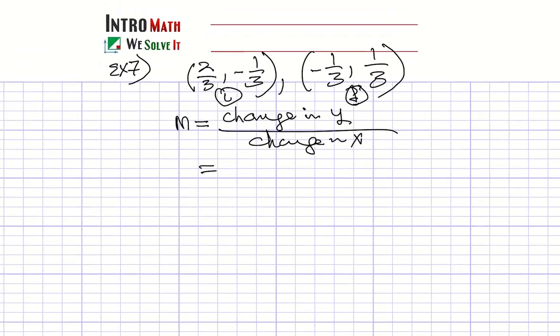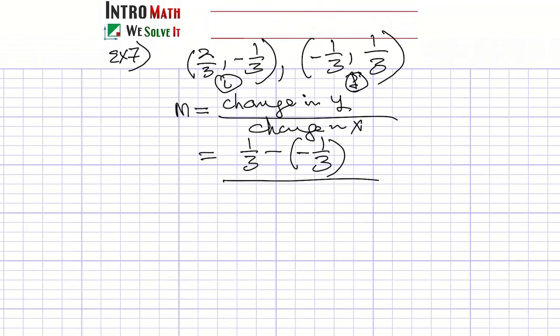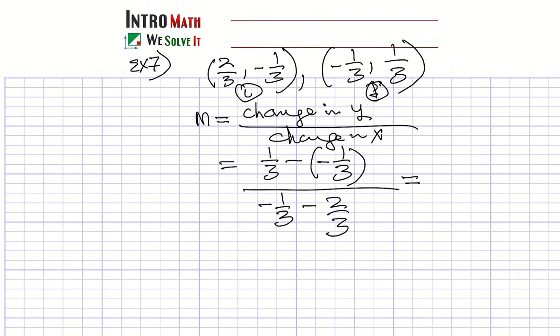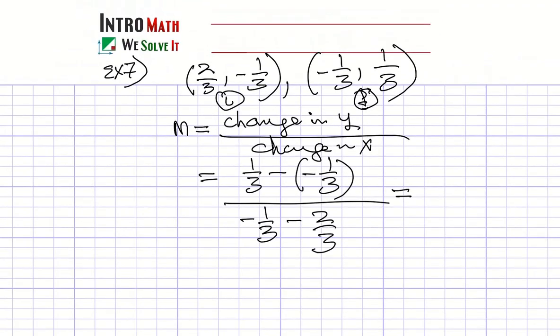So the change will be like this. Change in y will be 1 over 3 minus 1 over 3. See that, right? That's the change in y there. And then change in x will be minus 1 over 3 minus 2 over 3. So you just have to simplify that. Once you get the stuff written, simplification is just the next step, okay? So we'll simplify that. Let me make this a little larger.